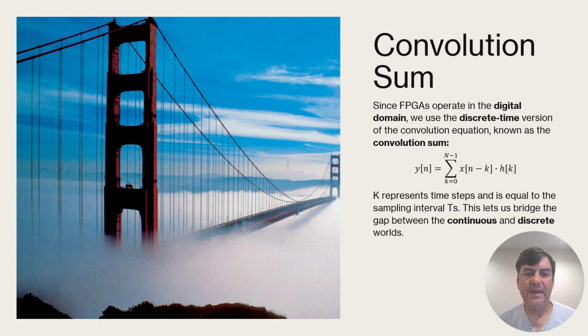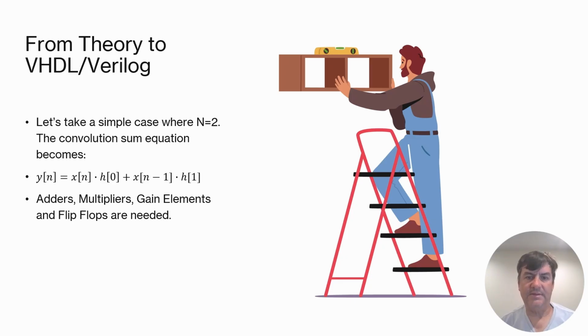Since FPGAs operate in the digital domain, we use the discrete time version of the convolution equation, known as the convolution sum. In the formula, k represents time steps and is equal to the sampling interval Ts. This lets us bridge the gap between continuous and discrete worlds. Let's take a simple case where n equals 2. The convolution sum equation becomes the equation shown in the slide.